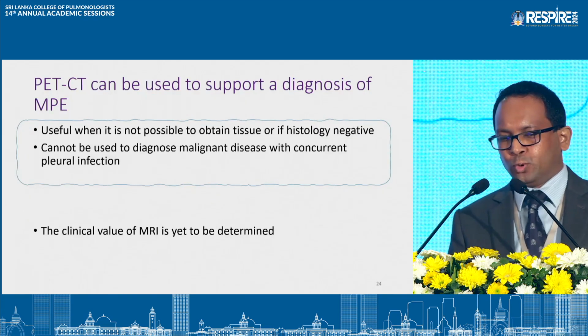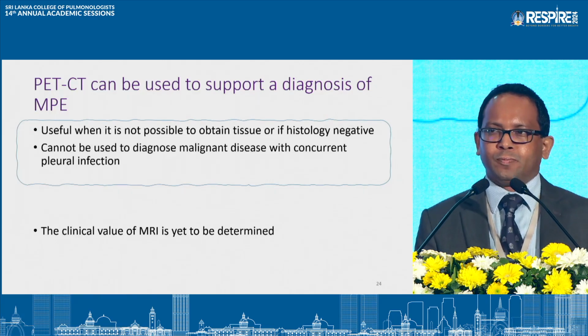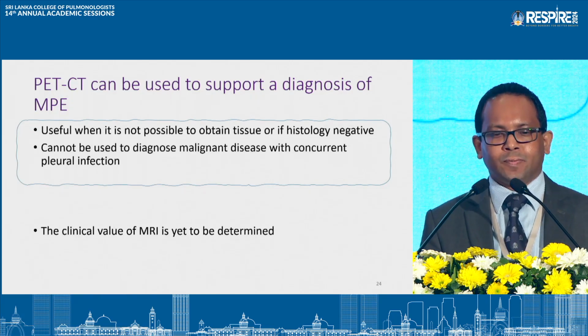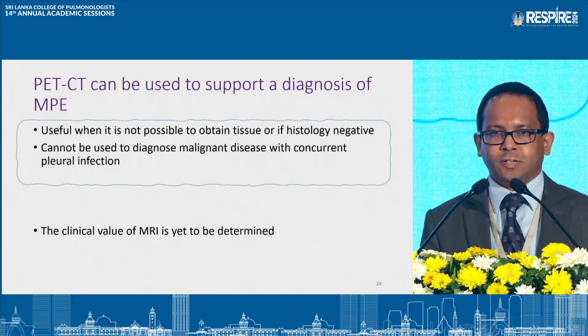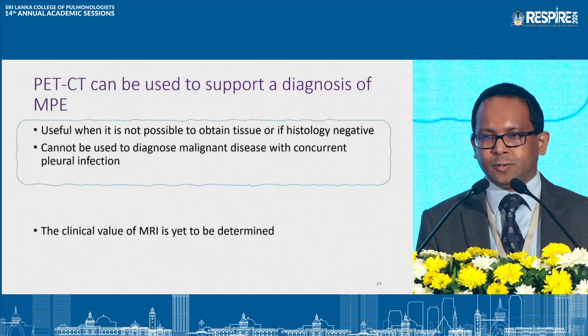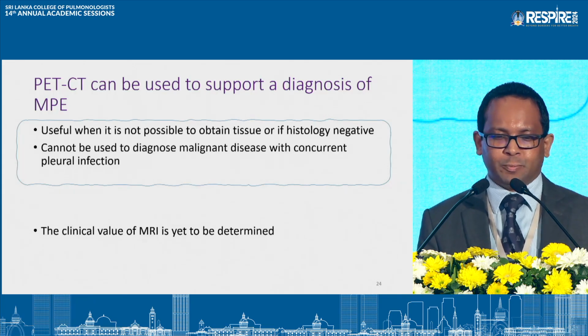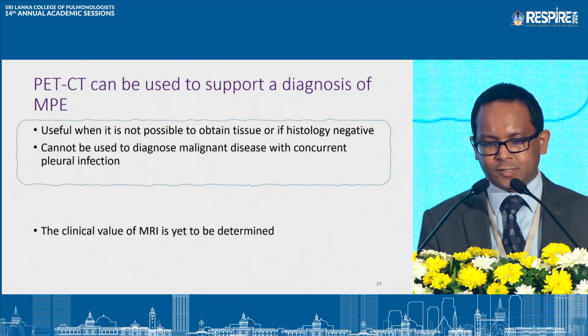PET is more sensitive than conventional CT, and along with other criteria, especially if it is not possible or the patient declines further tissue investigation, we may be able to give a reasonable diagnosis, especially in malignant pleural disease with PET-CT. The clinical value of MRI in this regard is yet to be determined, though.